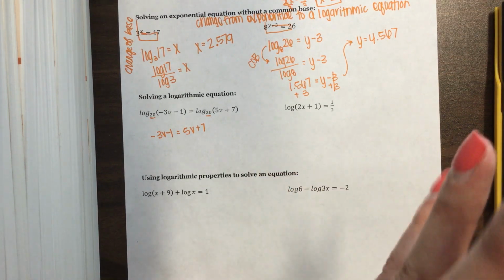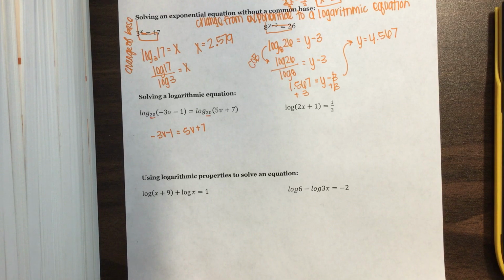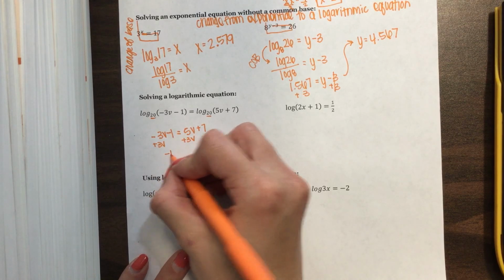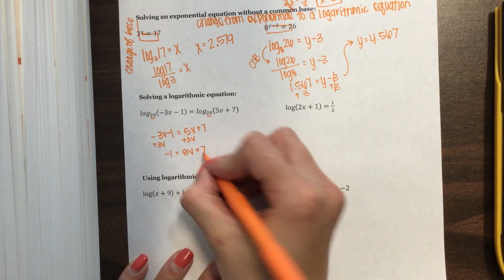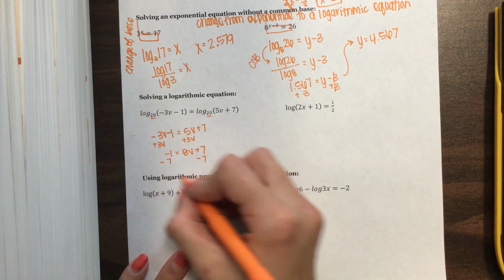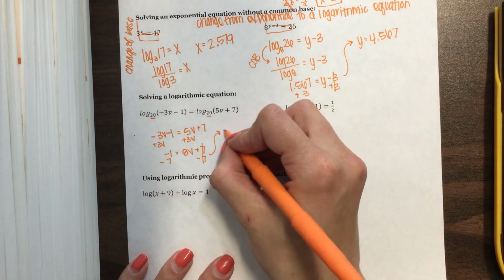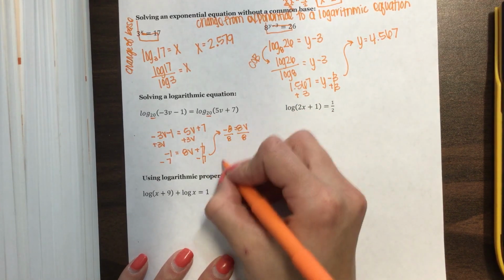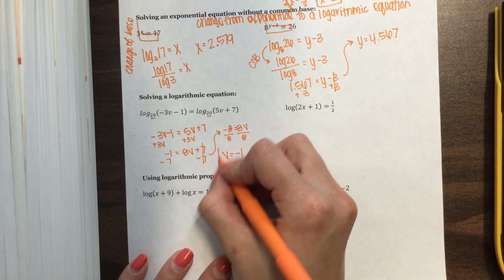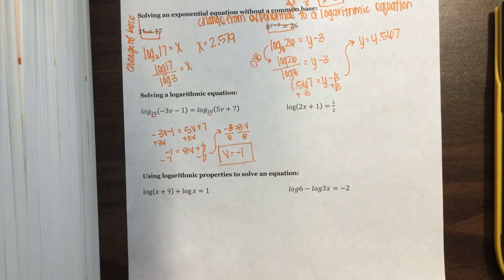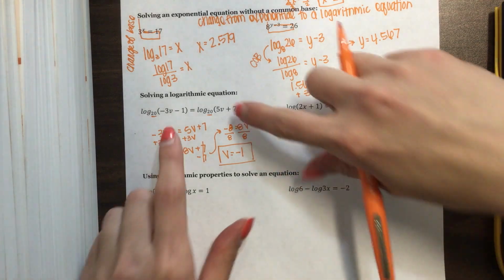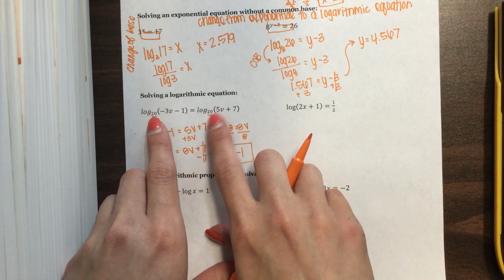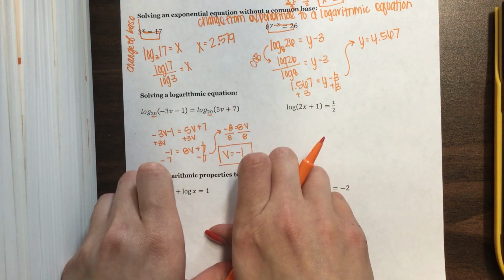So I'm going to move all my v's to one side and all my numbers to the other side. So I'm going to add 3v right here, add 3v. So that's going to be negative 1 equals 8v plus 7. Then I'm going to subtract the 7. So I'm going to come up here. Negative 8 equals 8v and divide by 8. So that's v equals negative 1. And you're done. That's all you have to do. So if the bases are the same, you just set that equal to each other.